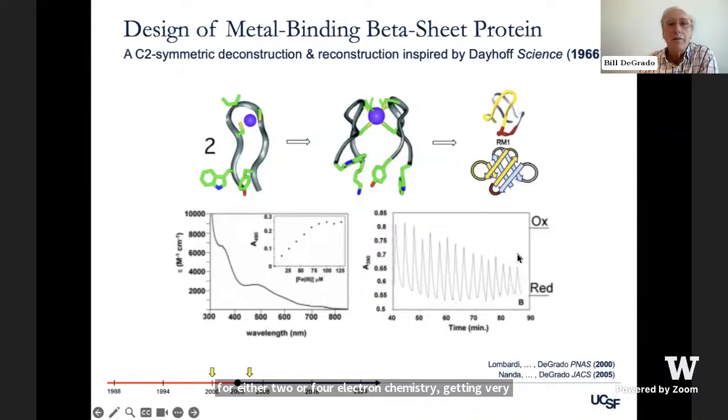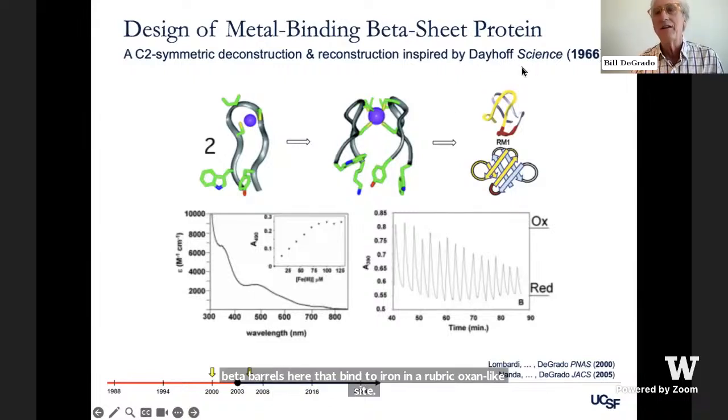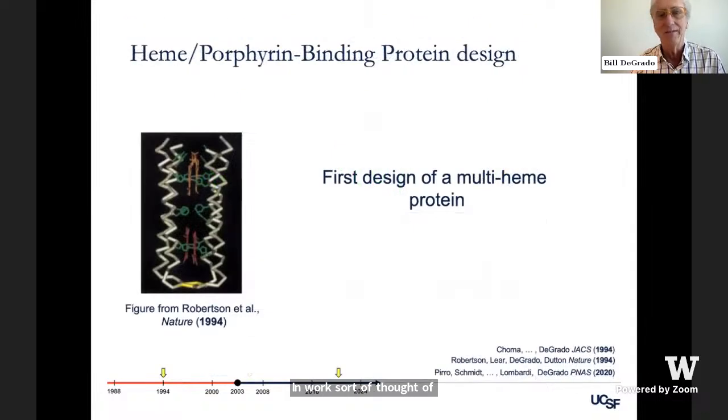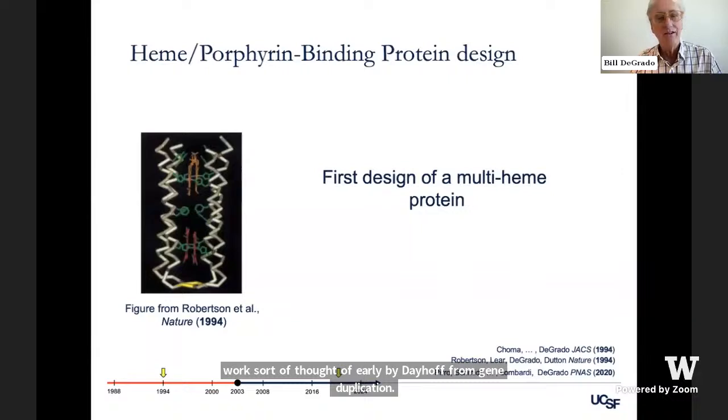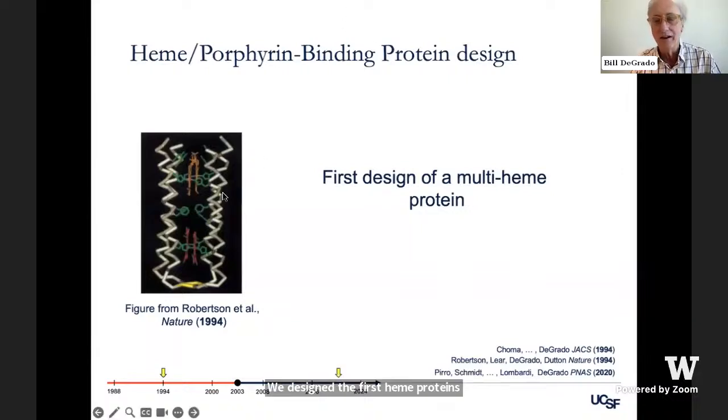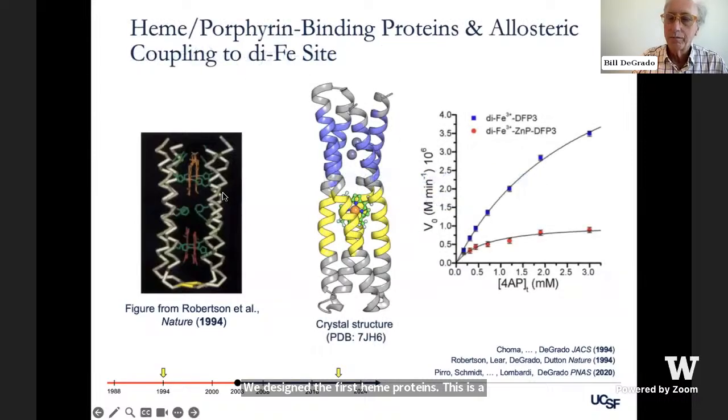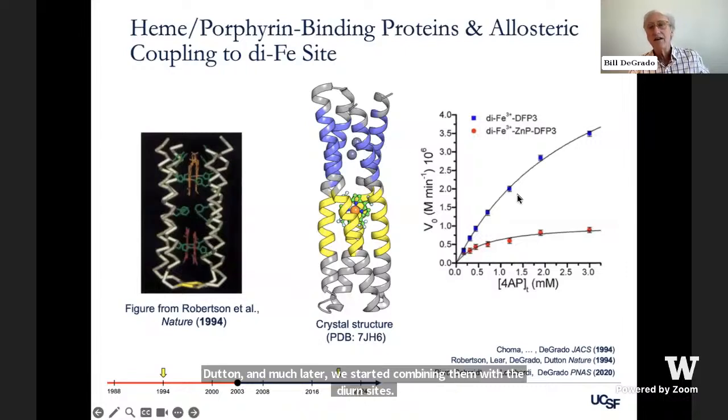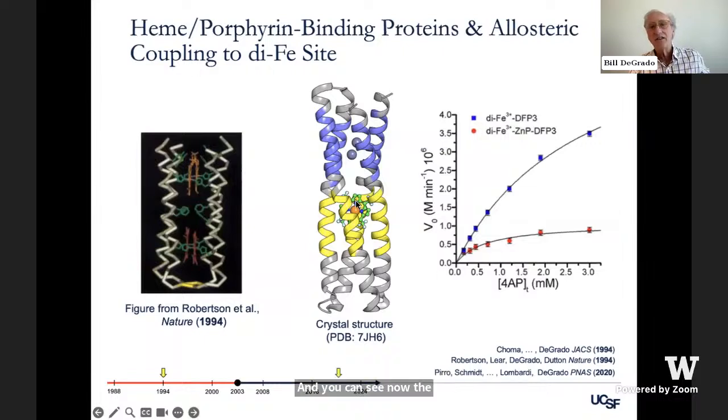We departed from helical bundles for a bit in making beta barrels here that bind to iron in a rubredoxin-like site, in work sort of thought of early by Dayhoff from gene duplication. We designed the first heme proteins. This is a multi-heme protein designed with Les Dutton, and much later, we started combining them with the diiron sites. And you can see now the diiron oxidase activity is allosterically regulated by the binding of a porphyrin.